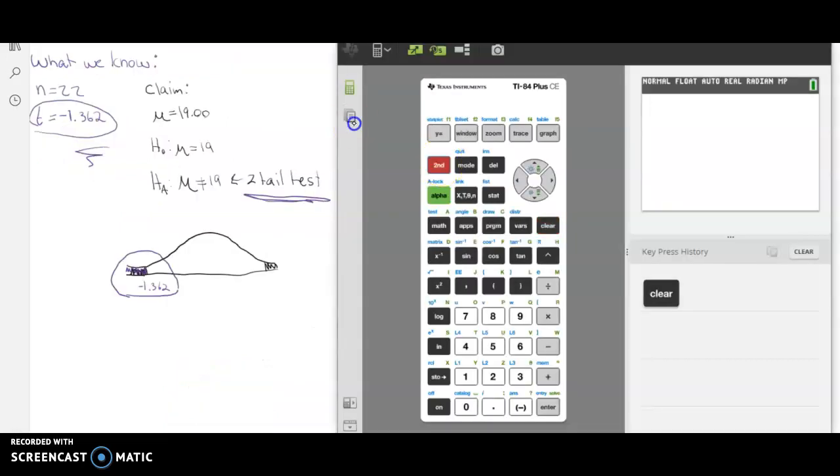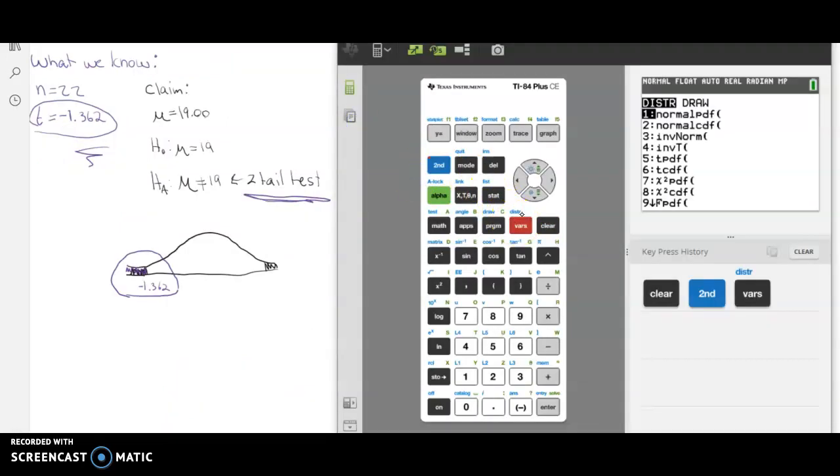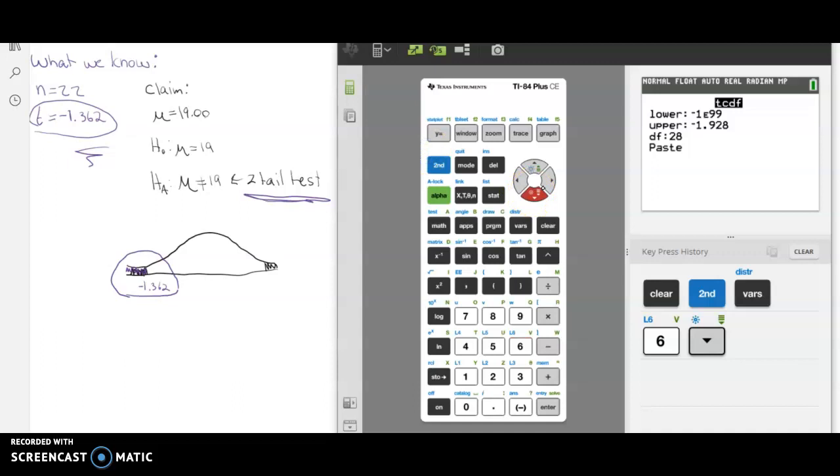In our calculator, press second vars, and we're going to go down to TCDF. On some of our calculators, it might be number 5. On some, it's number 6. On this calculator, it's the number 6. So your lower limit needs to be at least 4 standard deviations out, so a minimum of negative 4. I already have negative 1 times 10 to the 99th. That's a really low number. And then for your upper limit, you're going to put negative 1.362.